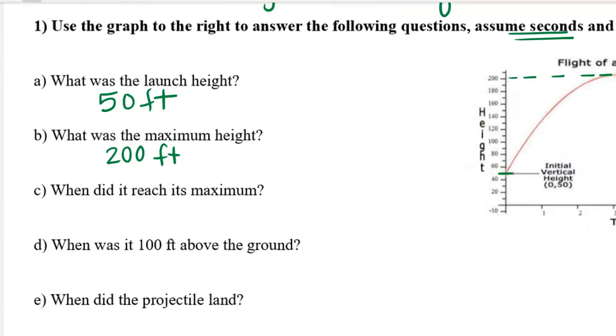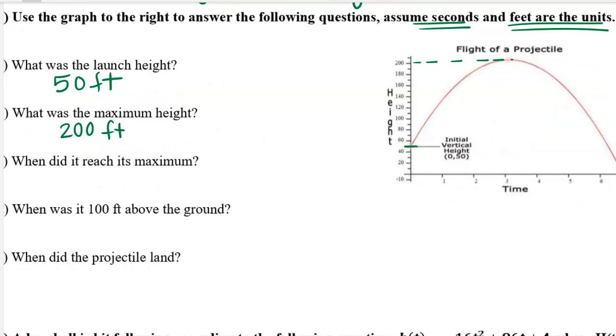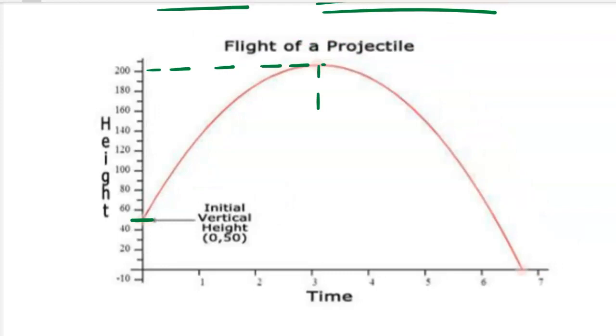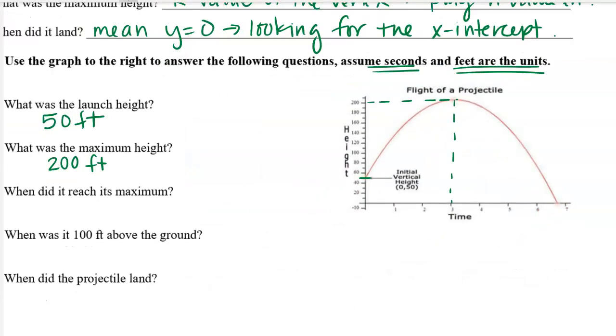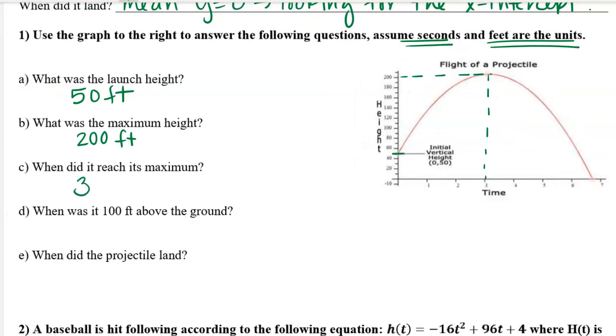Can you please help us read part C, Tanner? When did it reach its maximum? Okay, so what do you think, Tanner? Make your best educated guess here on this sort of blurry vision. When? About? 3 seconds. Yeah, 3 seconds sounds like a good number to me. Okay.